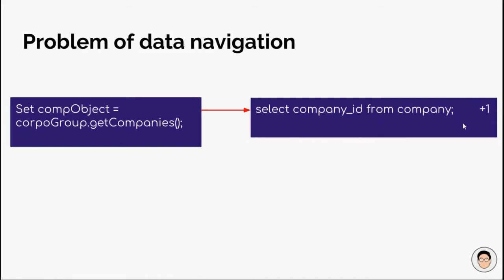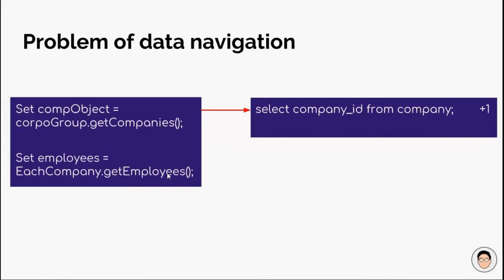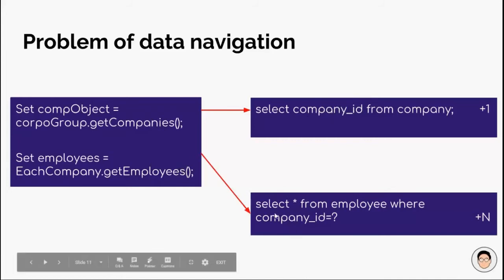Now we realize that we need employee details as well, but we haven't loaded them because of lazy loading. So we have to load them using the getEmployees method. Here for the sake of simplicity, I have written each company object, but actually I have to iterate over this set. Again, for the sake of simplicity, I have written company ID here, but there can be more details of the company. The equivalent query of this statement would be something like this: select star from employee where company ID equals question mark. I have to replace it with each company ID retrieved by the previous query.